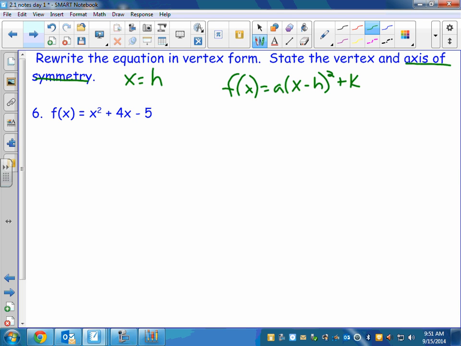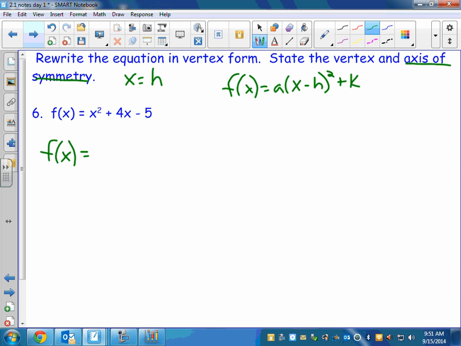a times (x - h) squared plus k. How do I take something that looks like this and change it into something that has a perfect square? Or how do I take something that's not a perfect square and make it a perfect square? Completing the square. No. We have to complete the square to do this, but we're not solving this. There's a little bit of change in how we complete the square because we're not setting it equal to 0, so we're not moving stuff to the other side. We want to keep everything over here. You have to keep that in mind when you're doing this.